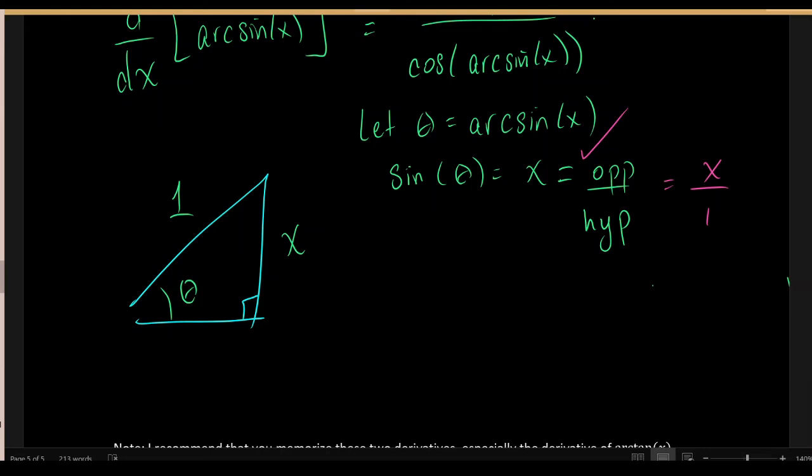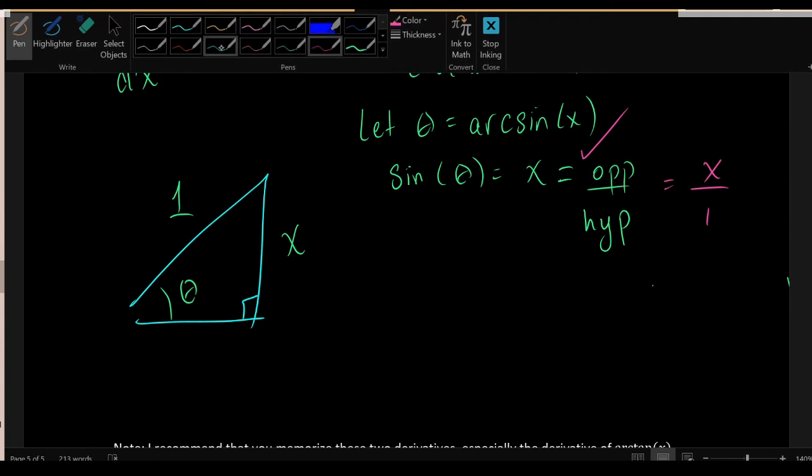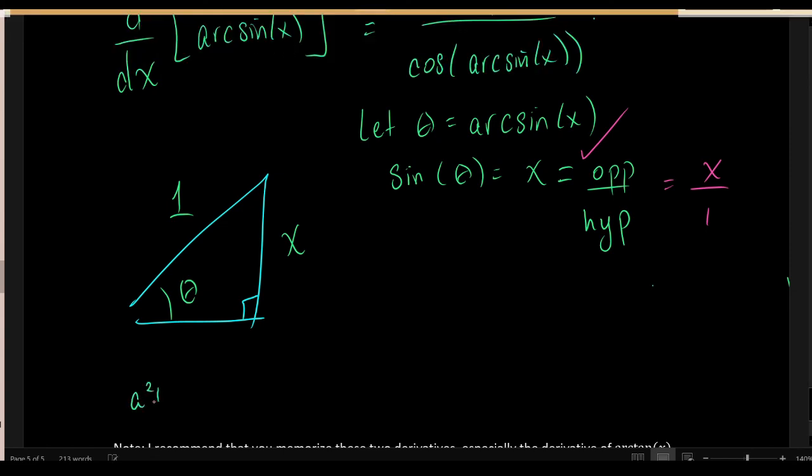Just like last time, let's use Pythagorean theorem to fill in the remaining side of this triangle. In this case, though, one of the legs is unknown, the other leg is x, and the hypotenuse is equal to 1. So the remaining leg is given by the square root of 1 minus x squared. Move x squared to the other side and take the square root.